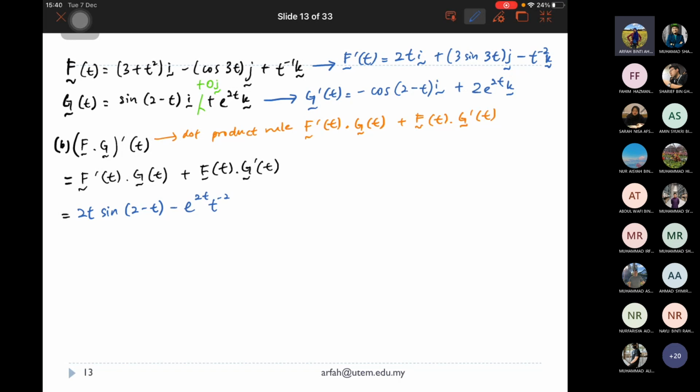Okay, and then tolak dengan 3 tambah T squared cos 2 tolak T. Okay, and then tak ada J komponen juga, dia akan jadi tambah 2 eksponensial 2T T minus 1. So inilah jawapan dia untuk f dot g prime. So that is the answer.